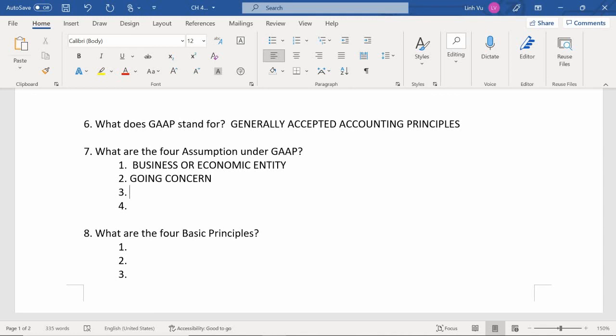Number 3, monetary measurement. So whether you have a solid, stable currency, you have a currency that you use, right? In our case, it's the United States dollar. And monetary measurement, right? When you journalize, you do it in terms of measuring value, not quantity. Okay. What else?